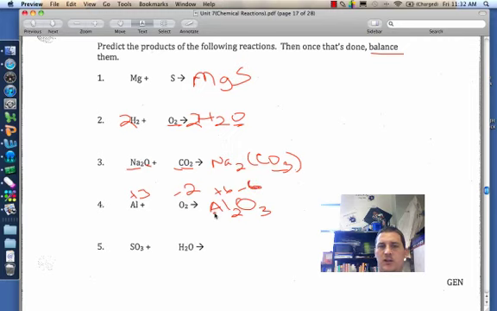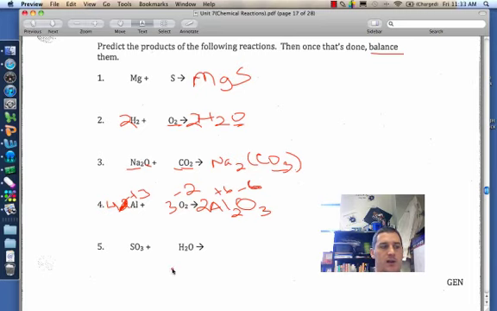Now let's check the coefficients to see if we need to add any. We only have 1 Al coming in, but we have 2 coming out. So let's put a 2 there. We have 2 oxygens going in, but we have 3 coming out. So let's put a 2 here, a 3 there, because we're doing the least common factor. So that means we have to go back, erase this 2, and change that 2 to a 4. Everything should be balanced.